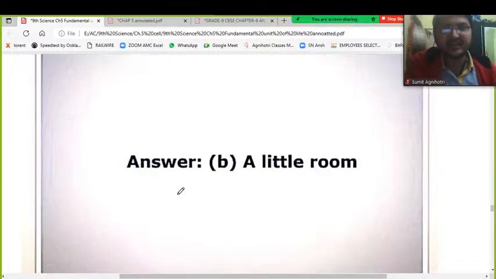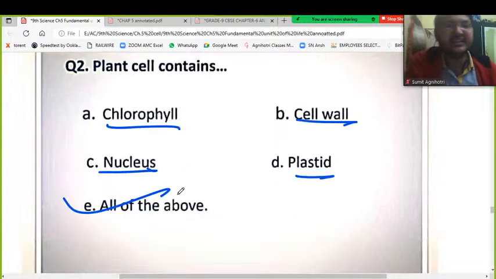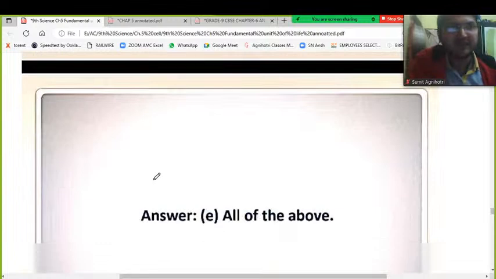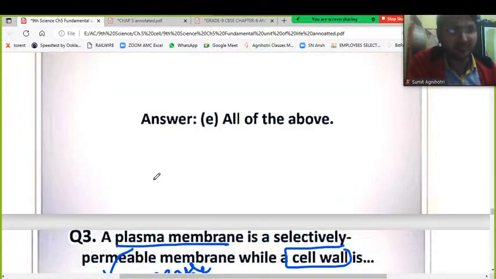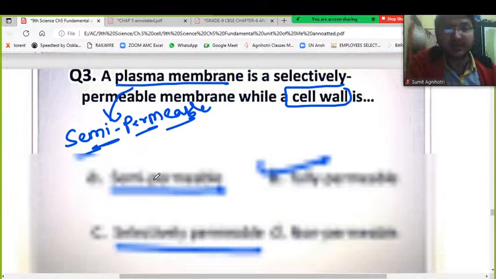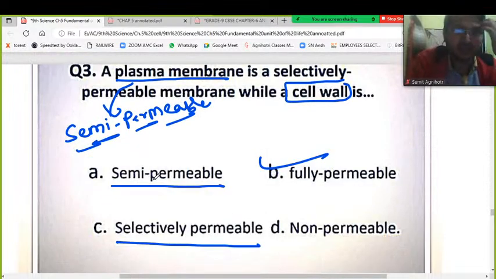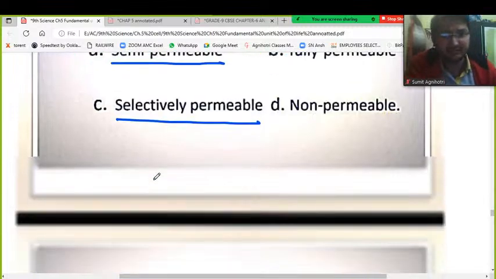Then the second question that I have is, plant cell contains. What do you think? What do they contain? In all plant cells we have, yeah, everything, because in a plant cell we have chloroplast, inside that we have chlorophyll. Cell wall they have, nucleus they have, plastid they have. In fact, chloroplast is a plastid. Okay. Then we have, plasma membrane is a selective membrane, while a cell wall is fully permeable. Okay, cell wall is fully permeable, but cell membrane is semi-permeable.